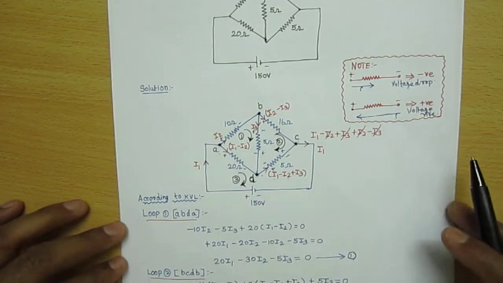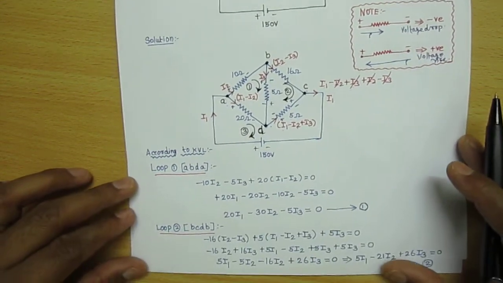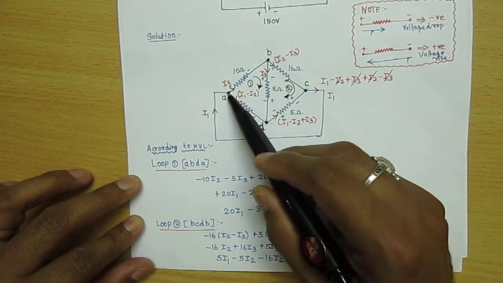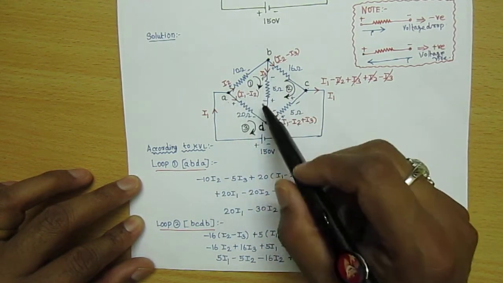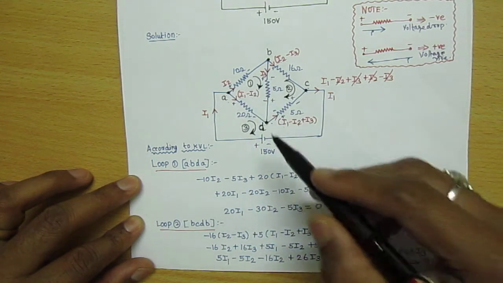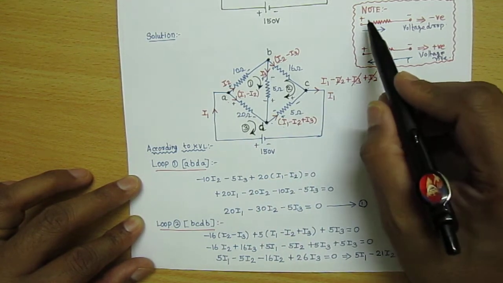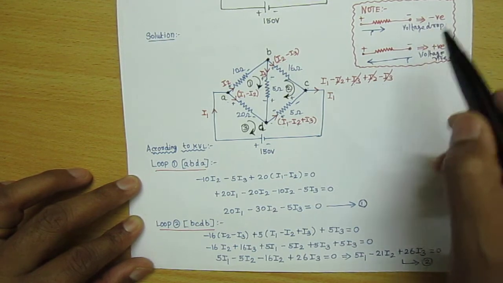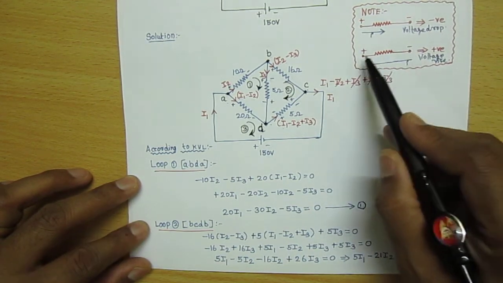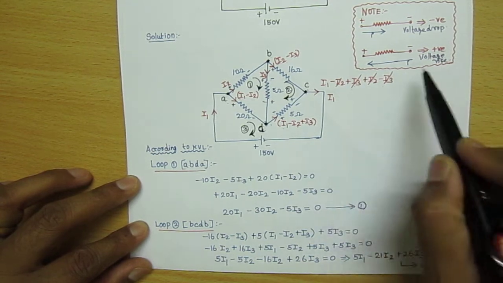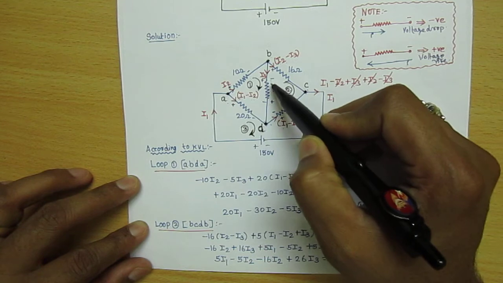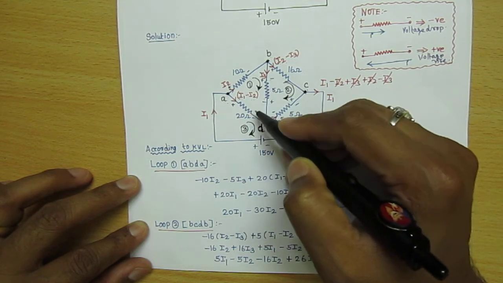Now, according to Kirchhoff's voltage law, I am taking only loop 1, that is A, B, D, A. As we already discussed, when going from higher potential to lower potential, we have to put minus, and whenever going from lower potential to higher potential, we have to put plus. You have to keep this concept in your mind. I am just naming the terminals plus, minus, and then plus, minus.